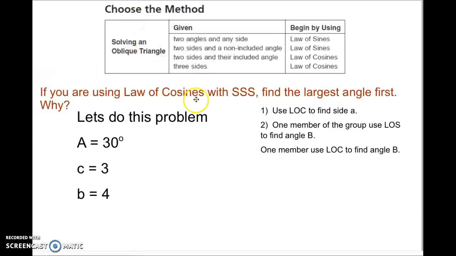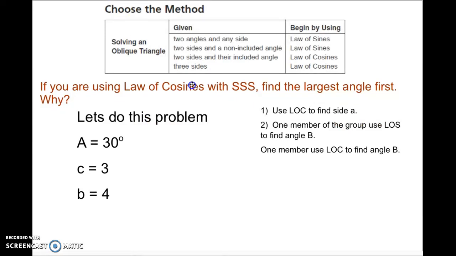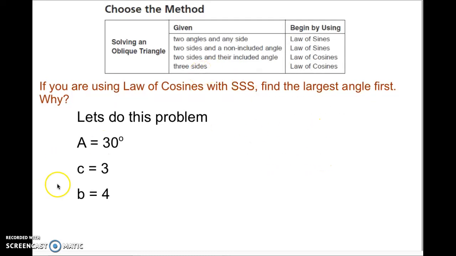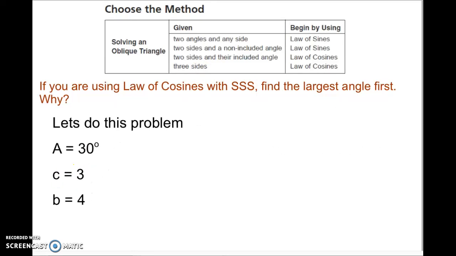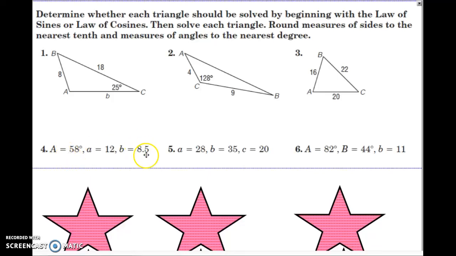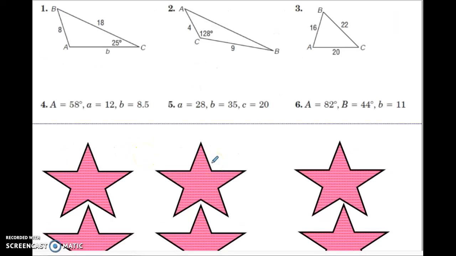All right, so if we are using the law of cosines with a side, side, side, go ahead and find the largest angle first, and then you can really do whatever you want in the problem. So I'm going to go ahead and do an example of that. I'll leave this one for you guys to do. All right, but let's go ahead and just do one of these where it's side, side, side. So in number 5, I'm going to draw the picture out up here. All right, I have A, B, C, where side A is 28, side B is 35, and side C is 20. So to find the biggest angle first, it means I need to find B.